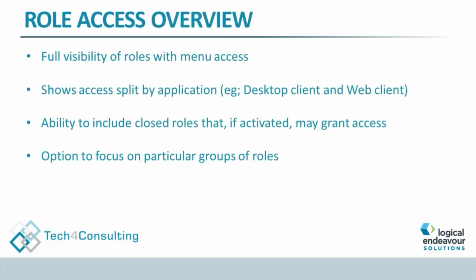The first report in the suite, the Role Access Report, provides an overview of which roles within your ERP implementation have been granted menu access. The report is subdivided by application so that you can clearly see which roles are used for desktop client and which are used for web client. You have the ability to include closed roles that, if activated, may grant access that you otherwise don't intend. And for organizations that have a large number of roles controlling their menu access, there's the ability to group the roles together and focus in on specific subsets within the report output if that's required.